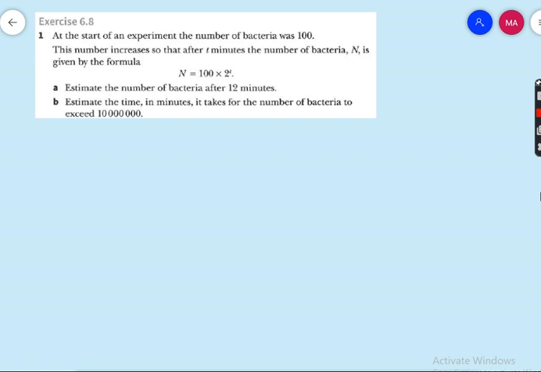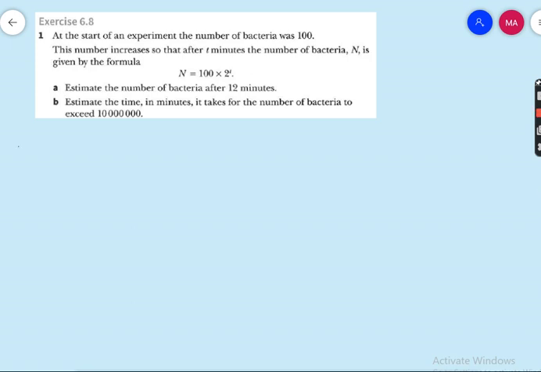Question number 1 is: at the start of an experiment, the number of bacteria was 100. This number increases so that after t minutes the number of bacteria n is given by the formula. So at the start the total number of bacteria was 100, but after some time t minutes, like 5 minutes, 10 minutes and so on, the number of bacteria increases to 100 multiplied by 2 power t.